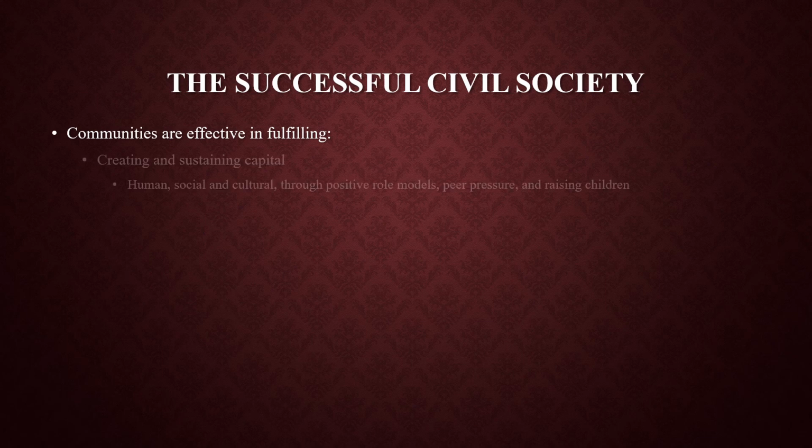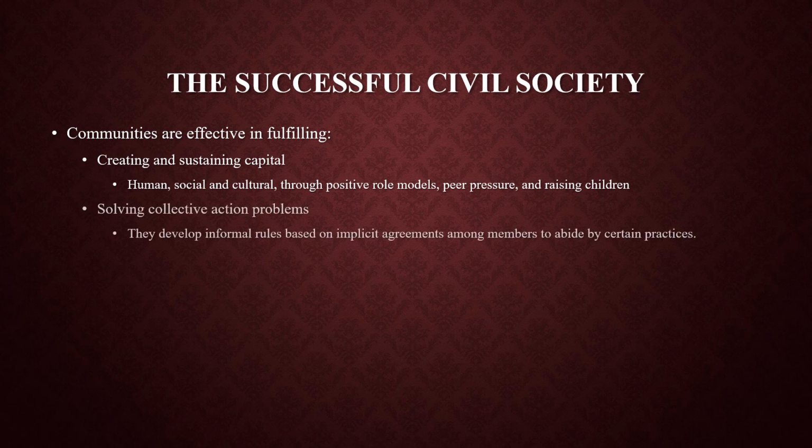So what communities are good at is creating and sustaining the social and cultural capital that we said was kind of missing from the economy, needed but not really generated there. That is created in the civil society area, as well as human capital. Positive role models, peer pressure, how children are being raised. This is how our important social, cultural, and human capital is being sustained.